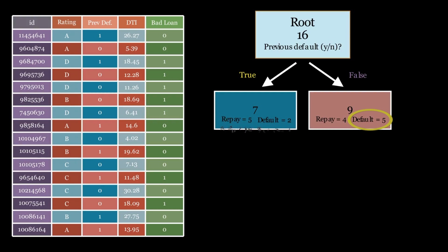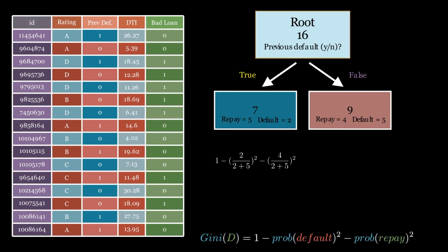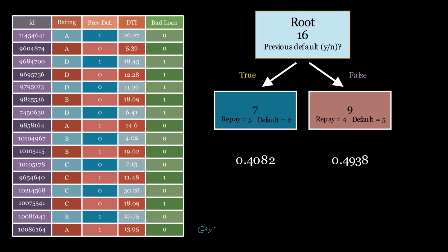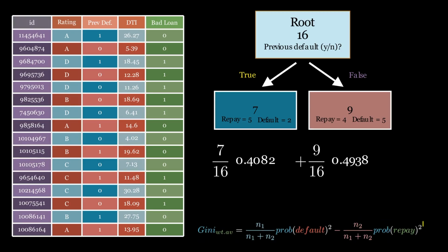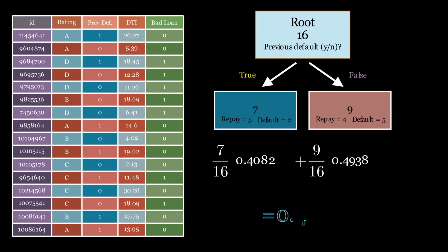So, if we apply our Gini impurity to each branch node, we get 0.4082 for our left branch and 0.4938 for our right branch. We can then get the weighted average with the formula on your screen. This gives us the weighted average Gini impurity for this question to be 0.4563. Now let's turn attention to our rating feature.